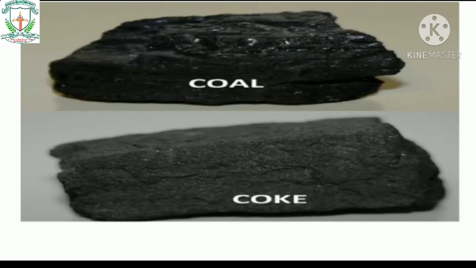The other products of coal are coke. It is a tough, porous and black substance. It is an almost pure form of carbon. Coke is used in the manufacture of steel.